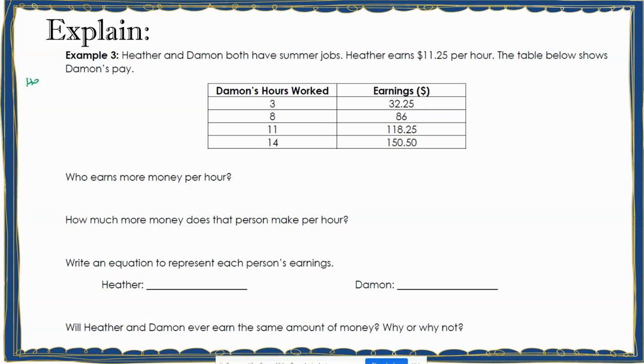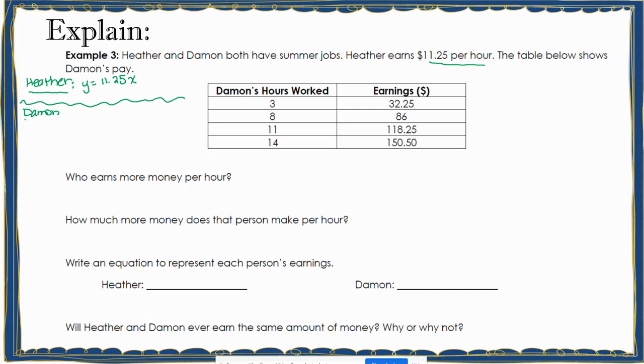So let's look at the information that we know about Heather. Heather earns $11.25 per hour. It doesn't say that Heather earns any money other than that. So we're going to have to say that Heather's equation is going to be y equals 11.25 times x. And x is going to have to represent the number of hours that Heather works. But now we need to figure out some things about Damon.